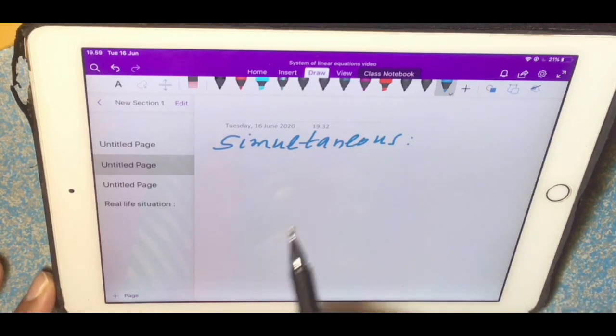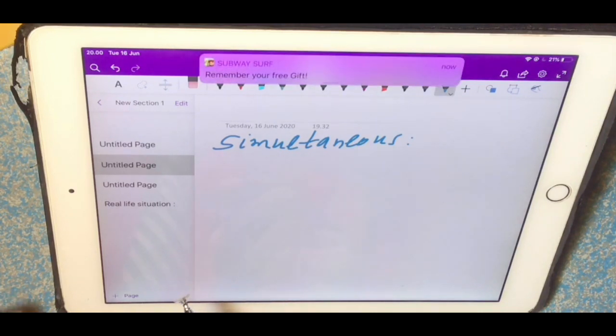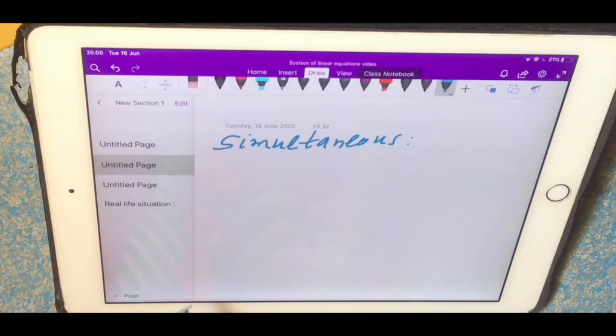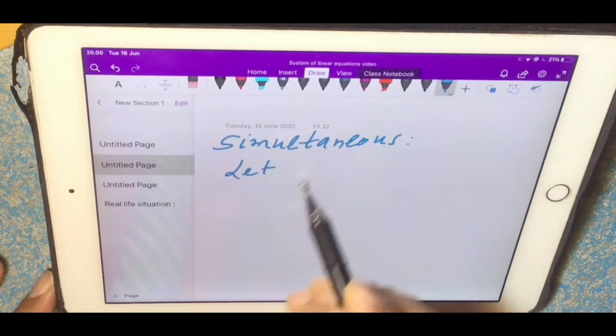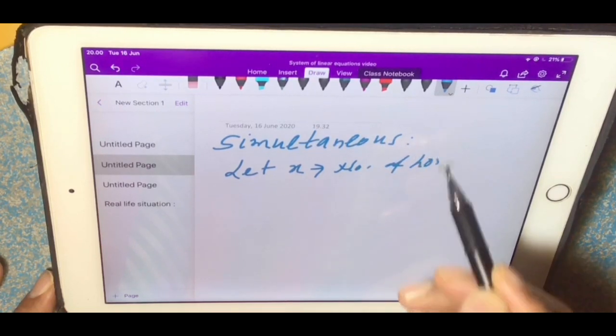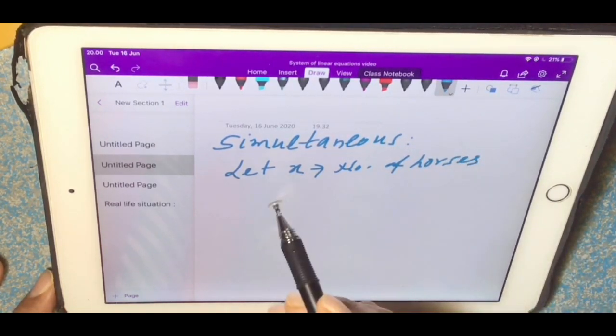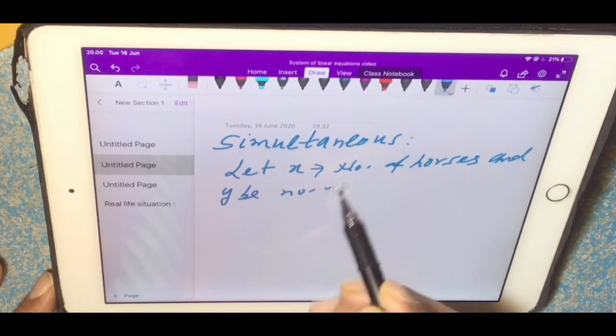For example, in our previous question, we have seen that in a garden there were some horses and some ducks grazing. We counted only the number of heads of all the animals and the number of legs of all the animals, but we didn't know how many of them are horses and how many are ducks. So let us say, let x be the number of horses and y be the number of ducks.